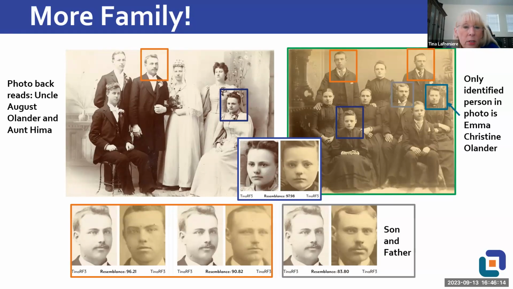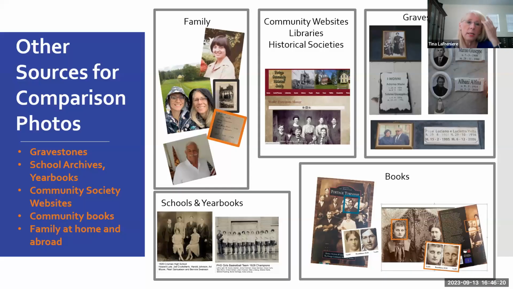Do you have photos that hold identities that are just waiting to be revealed? I've shown you how you can identify people in older photos by associating them with other known photos in your family tree, or your photo tree, excuse me. But of course, the easiest way to make identifications is to have a known photo of your person. So I encourage you to think broadly about where you might find other photos of your family.